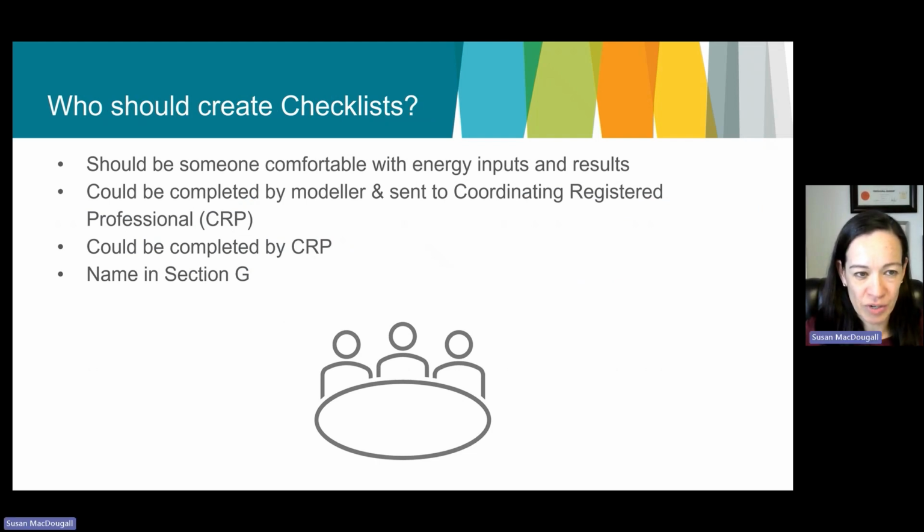As for who should create the checklist, it really should be someone who's comfortable with the energy inputs and results. So I think most of the time it's probably completed by the modeler and sent to any sort of coordinating professional, but it could be completed by a coordinating professional if, for example, they had the energy model report in front of them and they were able to pull out the necessary information. The only real requirement to stay on top of is to make sure that whoever completed the report is the one named in section G.